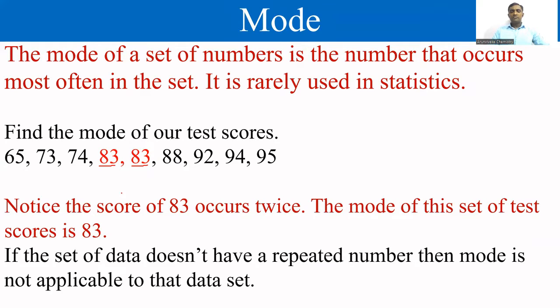What if you don't have any number in a data set that repeats twice or more? In that case, the mode is not applicable to that data set. So when you're dealing with data where no value is repeated twice or more, you can simply conclude the mode is not applicable to that set of data.